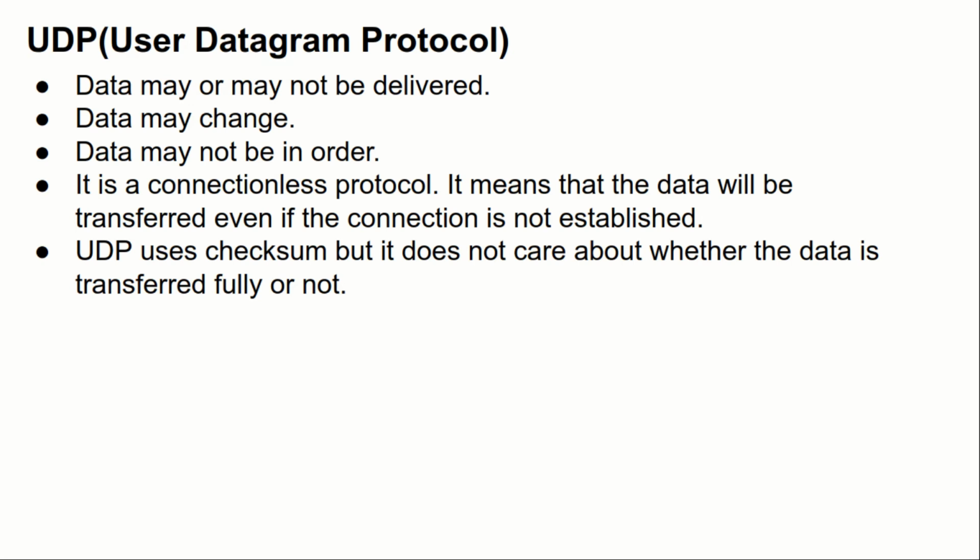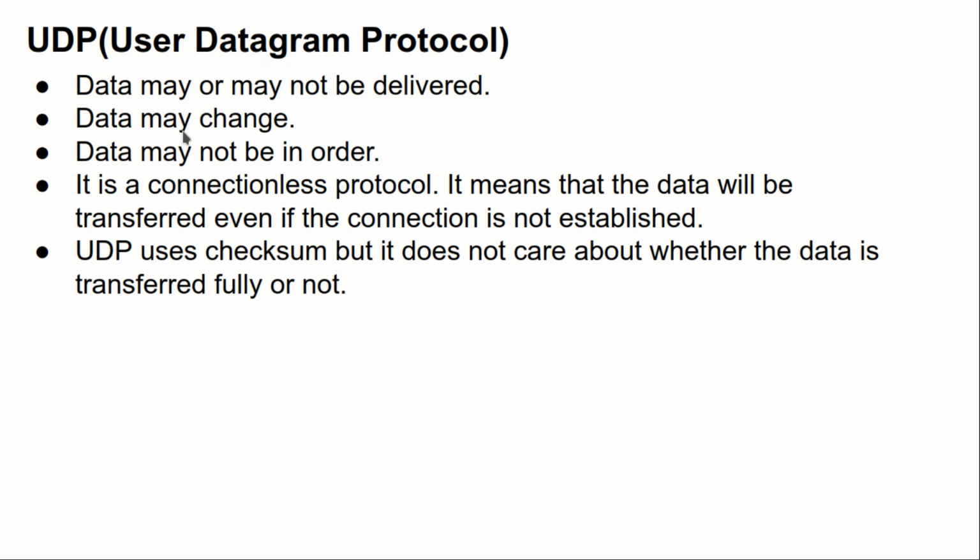Now let's move to the UDP, User Datagram Protocol. In the previous video, I also showed you that UDP does not make sure to transfer the data 100%. Instead, it will transfer the data, but the data will not reach 100%. So it is the opposite of TCP. Data may or may not be delivered. Some packets of data will be delivered, and some may not be delivered.